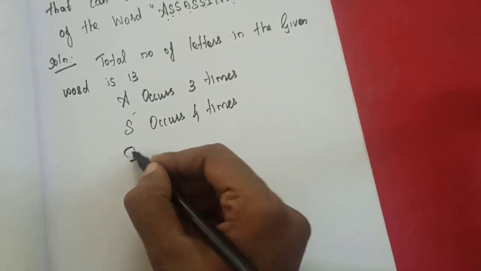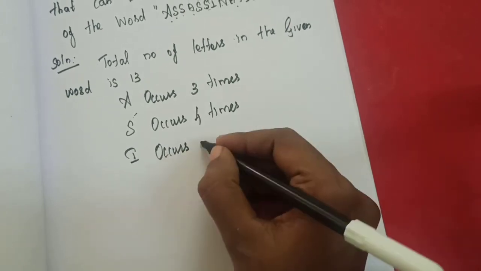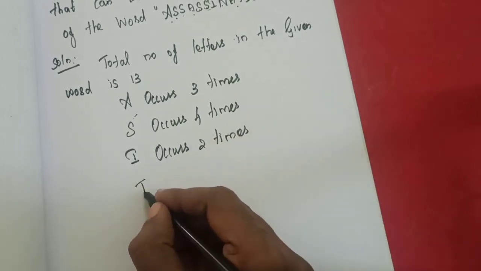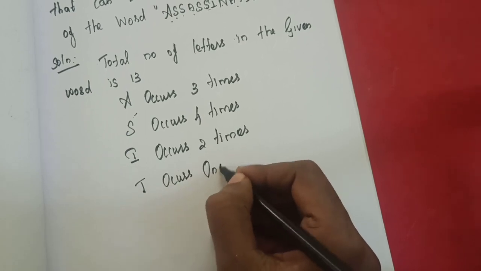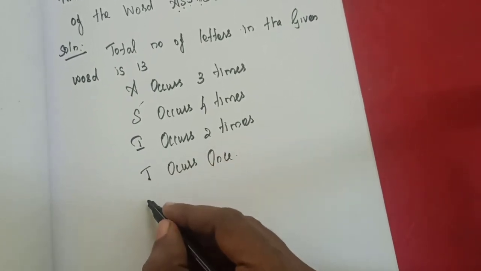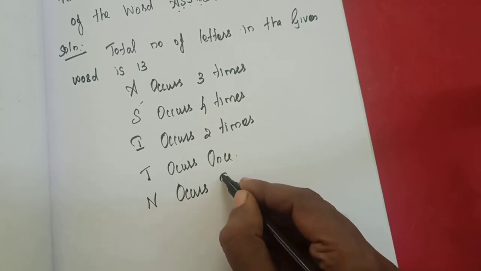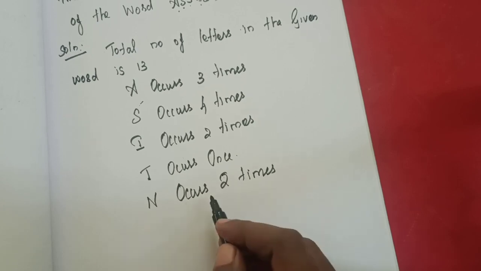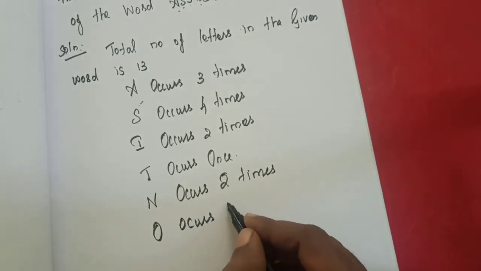Then the next one, I. I occurs 2 times. Then T. T occurs once. Then N is there. N occurs 2 times, correct? Then is there any other letter? Yes, O. O occurs once.